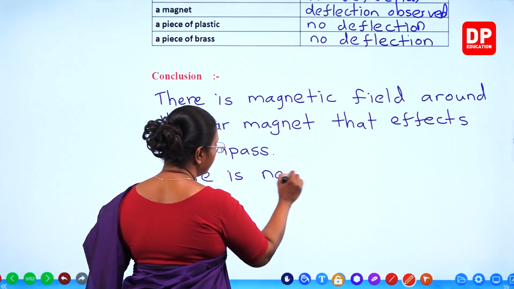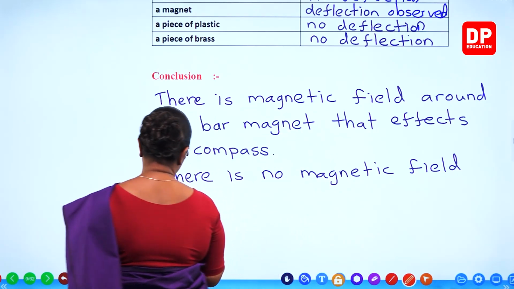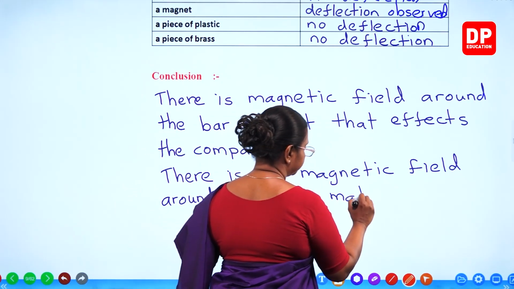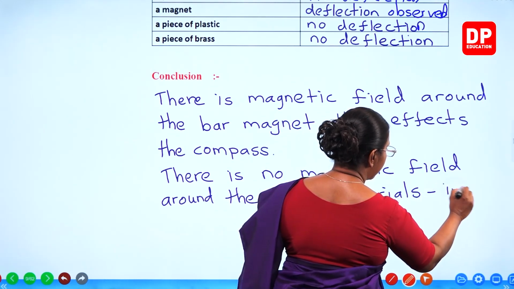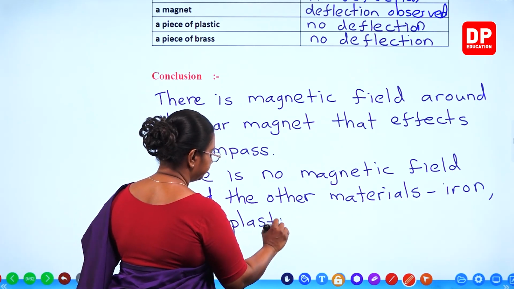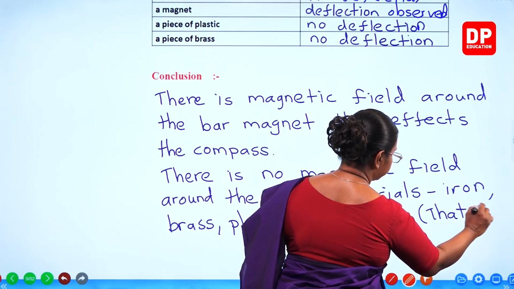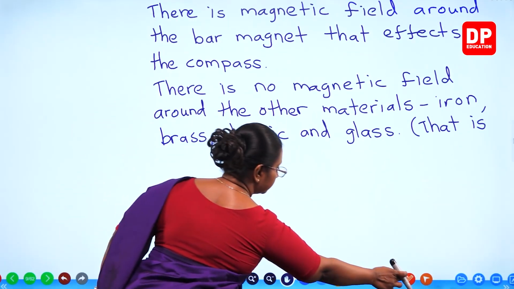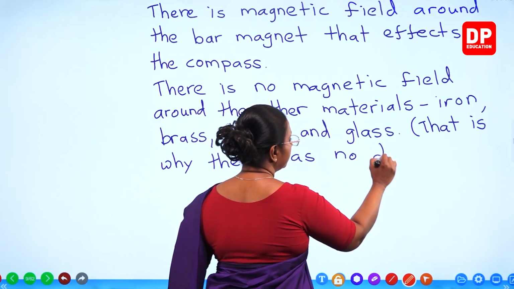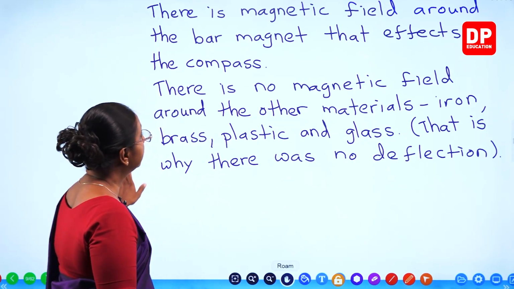There is no magnetic field around the other materials. That is iron, brass, plastic and glass. That is why there was no deflection. So although it is the conclusion, I have included the reason as well.